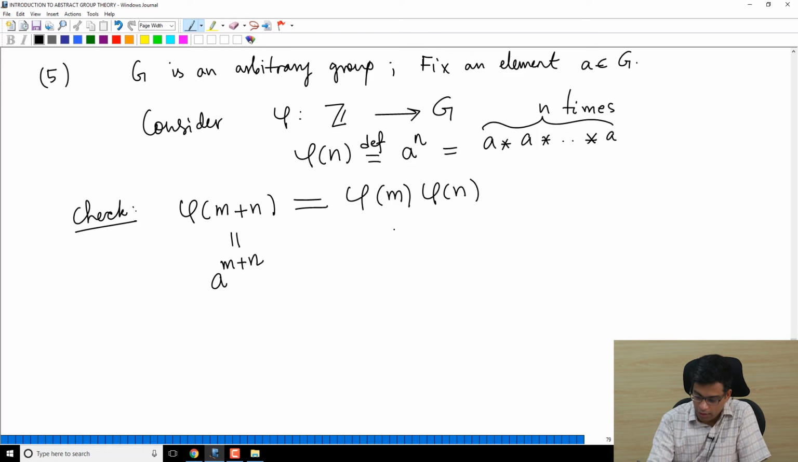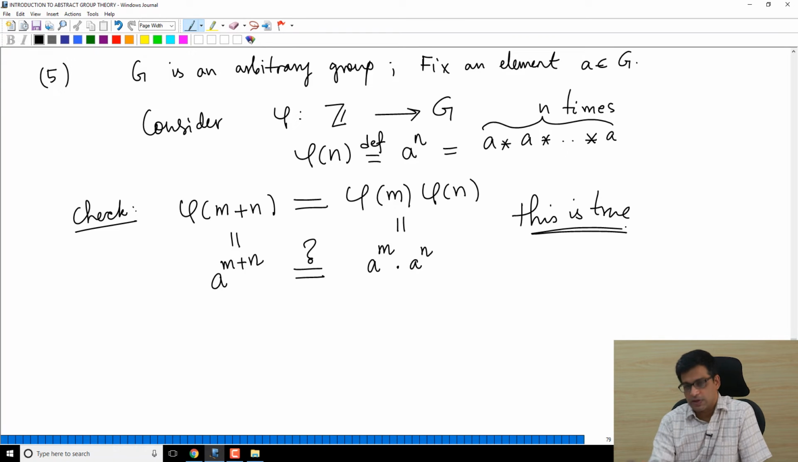This is true. And what is phi of m times phi of n? This is A power m times A power n. So now the question is, is A power m plus n equal to A power m times A power n? And the answer is yes, this is true. This came up in some of the work that we have done in the past when we worked out some examples or looked at some properties of multiplication. I am not going to spend a lot of time doing this, but quickly I will do this.